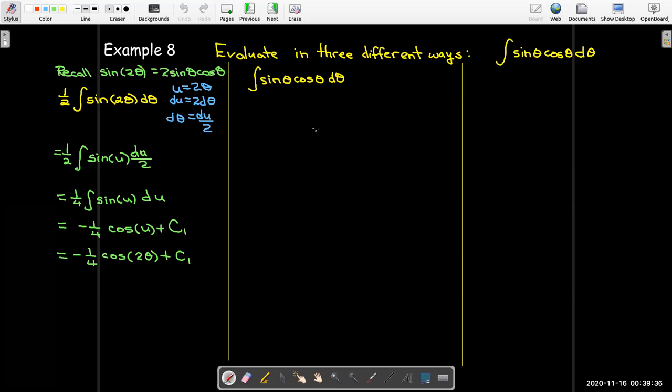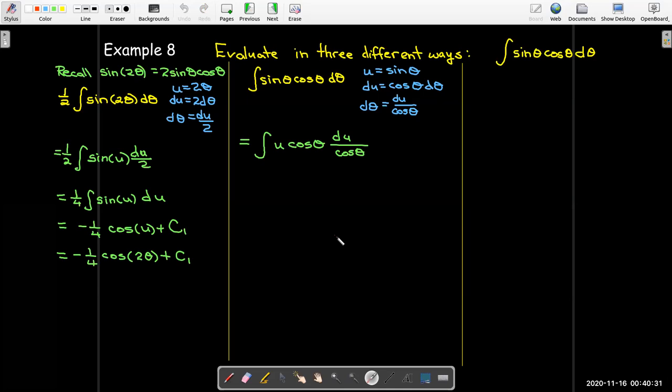And I notice that cosine of theta is the derivative of sine of theta. So this looks like it could have come from a chain rule. And so we can let u equal sine of theta, then du is cosine of theta d theta. And at this point, I might want to get used to the idea that I could just replace cosine of theta d theta with du. But I'm going to stick with our system, which would say the next thing to do would be to go ahead and solve for d theta, which will be du over cosine theta.